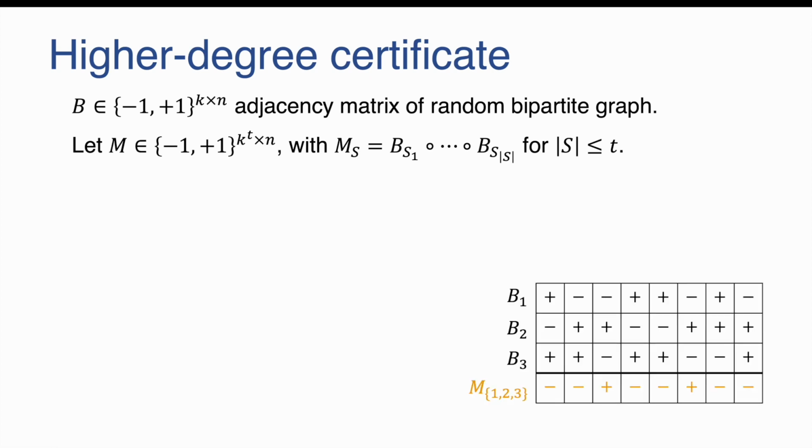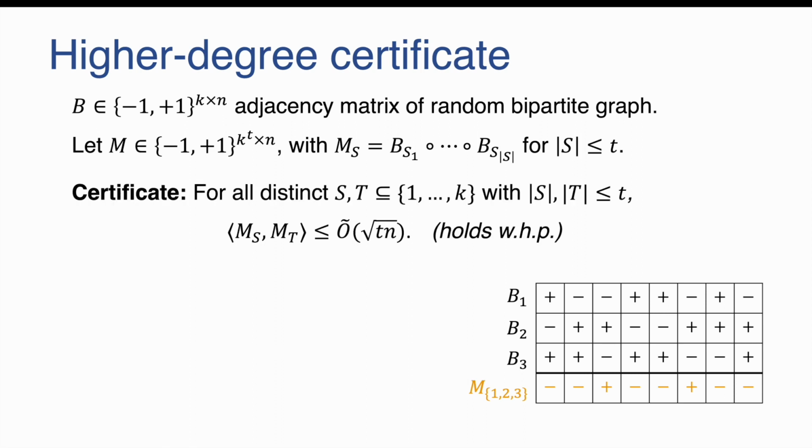Let's say that you have B1, B2, and B3 be the first 3 rows of B. Then M at the set {1, 2, 3} is just the element-wise product of these 3 rows. So you construct basically all such sets for all sets of size at most t. And our certificate is that for any 2 distinct rows of M, their inner product is at most root t times n. You can verify that this holds with high probability in the random bipartite graph.